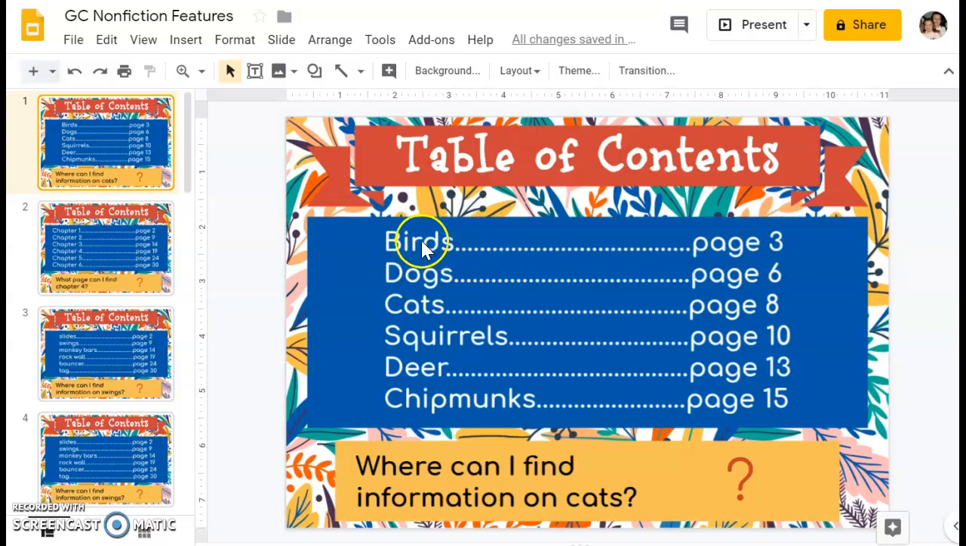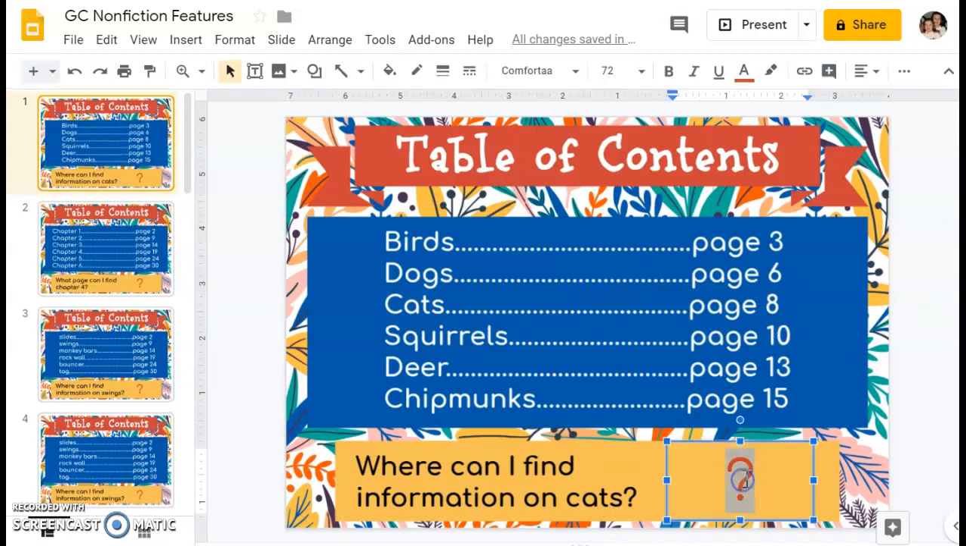So if I wanted to find information about birds, I'd find the word birds and I'd follow the dots along and see that it starts on page 3. So here's what you need to do to answer the question below. It says, where can I find information on cats? So what I would do is I would find the word cats. There it is. I'd follow the dots along and I'd see that I can find information on page 8.